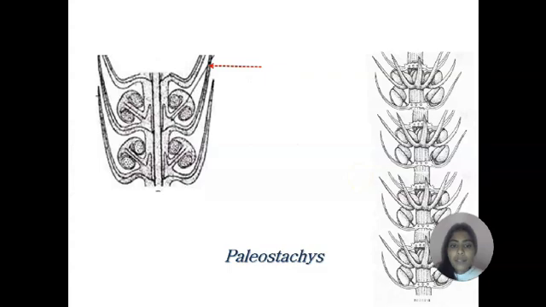The second type of strobili seen in Calamites is Paleostachys. The sporangiophores are attached to the strobilus axis at an angle of about 40 degrees. Here you can see the sporangiophore is attached to the strobilus axis at a 40 degree angle. So the difference from Calamostachys is that where in Calamostachys the central strobilus axis and the sporangiophores are at 90 degrees, here it is at 40 degrees.